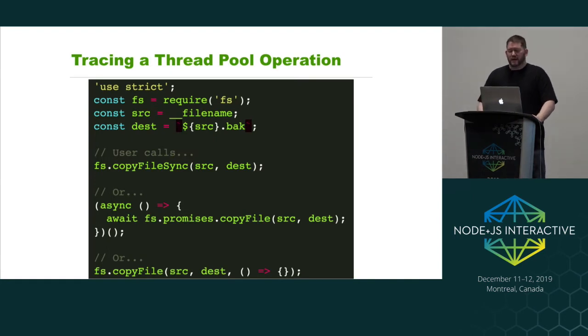So now I want to trace through a thread pool operation, all the way from userland JavaScript code down to the thread pool. In this case, we're just going to do a copy file operation, so we're going to use fs.copyFile. There are three different variations of that: the synchronous version, the promises-based version, and a callback-based version. The first one shown here is the synchronous version. Second is promises, and the one at the bottom is the old-school callback-based approach.